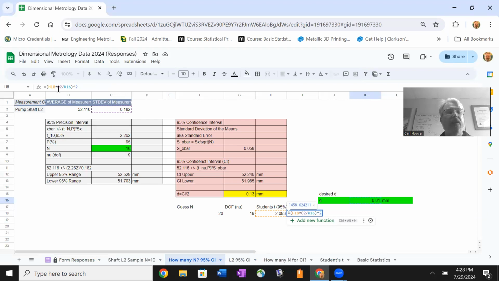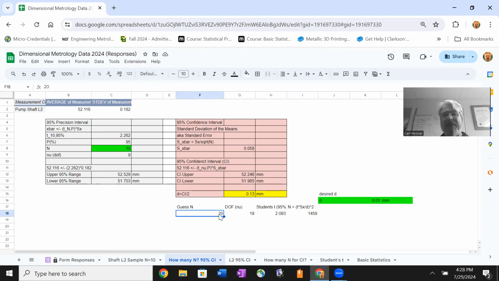And we'll go ahead and lock in dollar signs, these guys, so we can move our calculation around. And so we see that we'll get this down to integer form here. And this N, 1459, doesn't agree with our guessed N, 20. So that's not going to work to get us down to a confidence interval of 0.1. Let's try a bigger number.